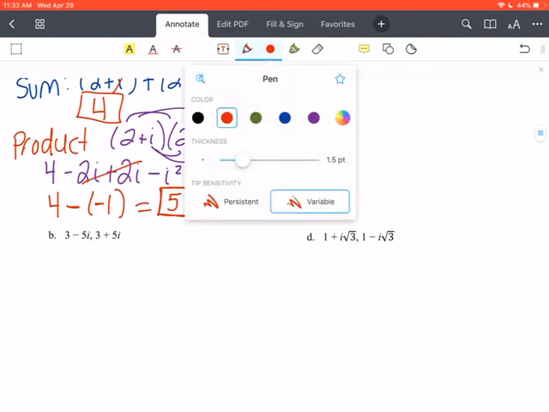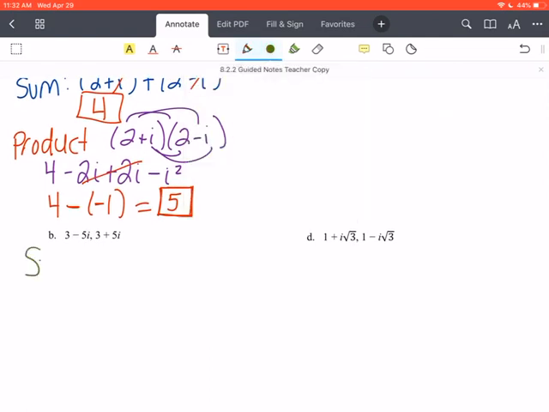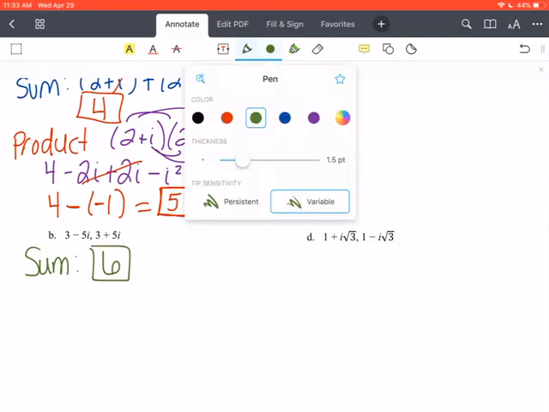Okay, moving right along. Now for this next one, I am asked to find the sum. I'm not going to write out the full expression because I'm just adding the two things, so I can move terms around. So I see that negative 5i plus 5i cancels out. And then if I take 3 plus 3, my sum is 6.